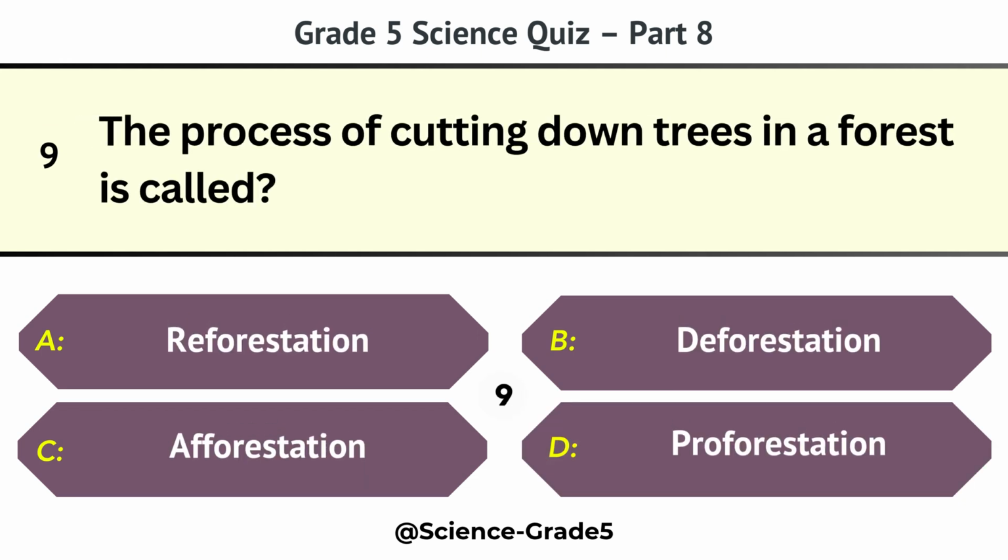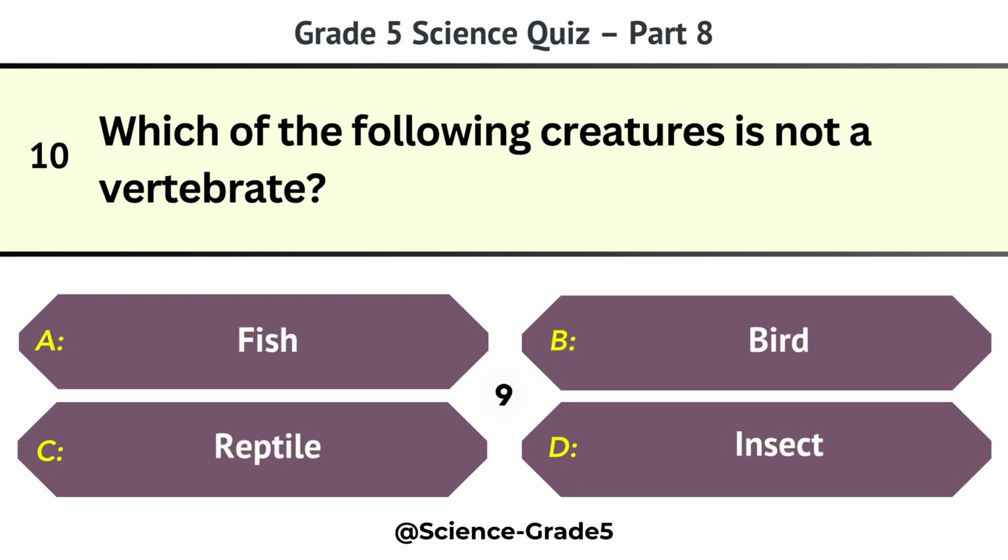The process of cutting down trees in a forest is called? Deforestation. Which of the following creatures is not a vertebrate? Insect.